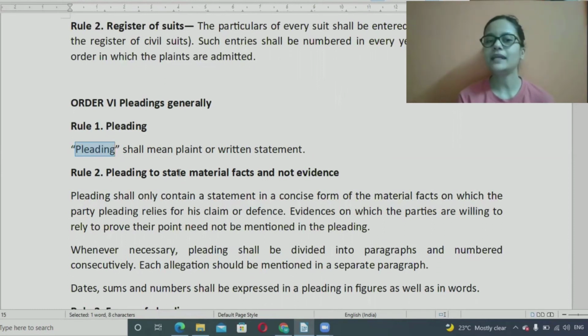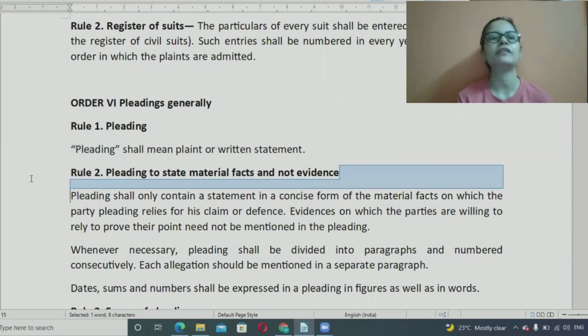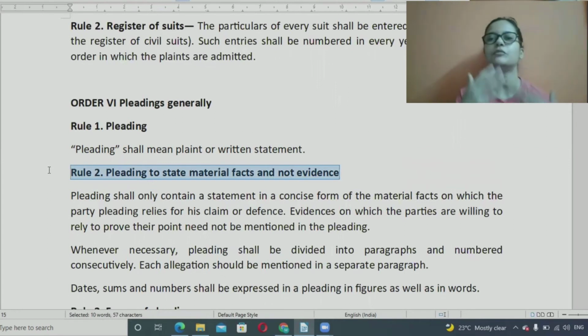Now, pleading is to state material facts and not evidence. Pleading, whatever we submit before the court to narrate our story, is only for the court to get the idea of what happened in the situation, what the situation is all about. Just to get an idea on that, we are submitting it. So we don't need to mention the evidences. We don't need to say that this party had done this, so this is the evidence I have available, and by presenting it in this way, I can establish my fact. Those things are not needed.